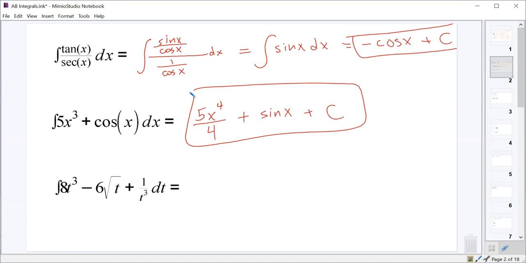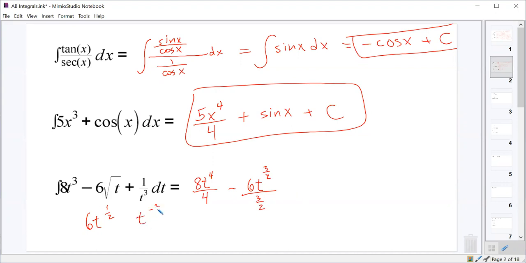All right, what about this next one? 8t cubed, what does that become? That ought to become 8t to the 4th over 4. And note that our variable is t. We have a dt here now. And what about this one? This is 6t to the 1/2. So what does that become? It becomes minus 6t to the 3/2 divided by 3/2.